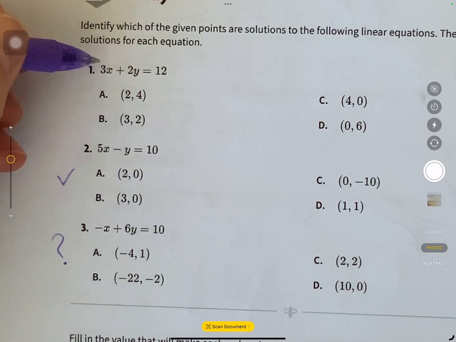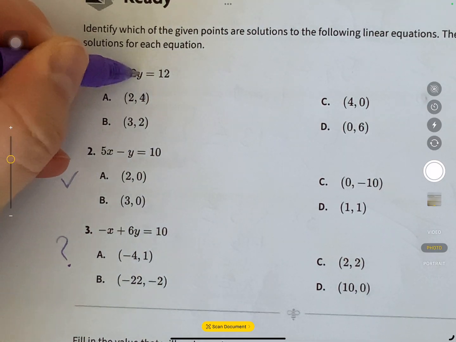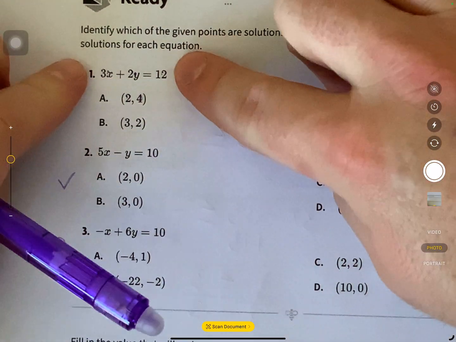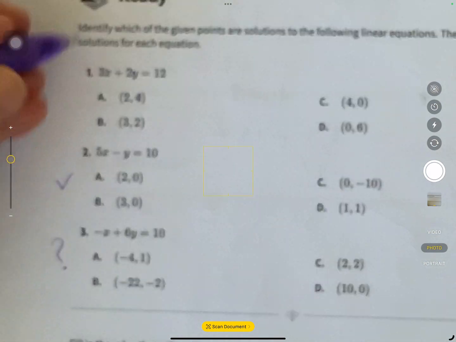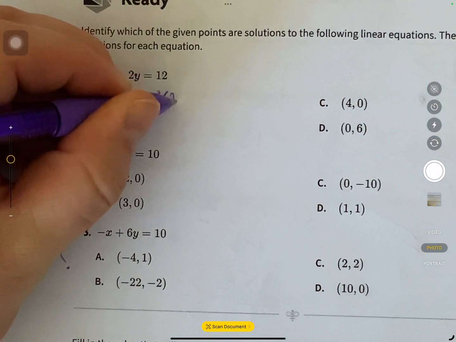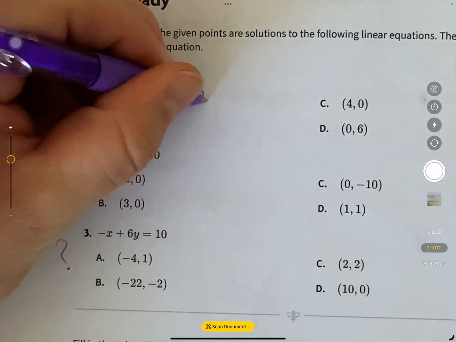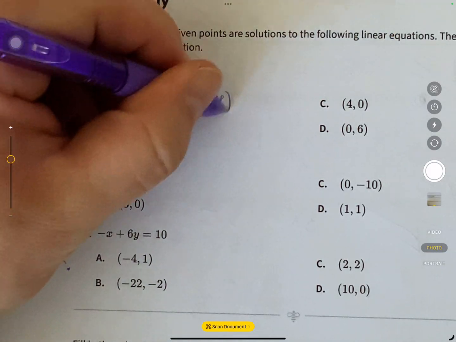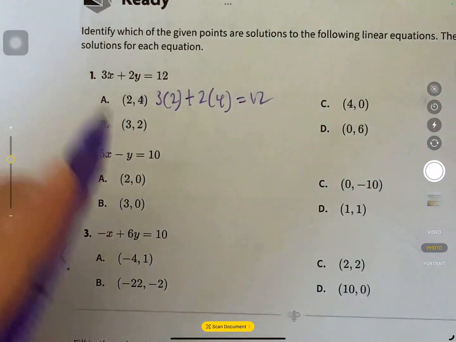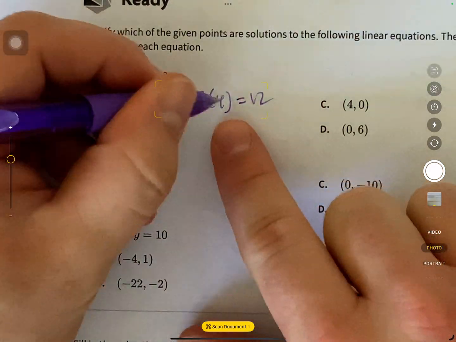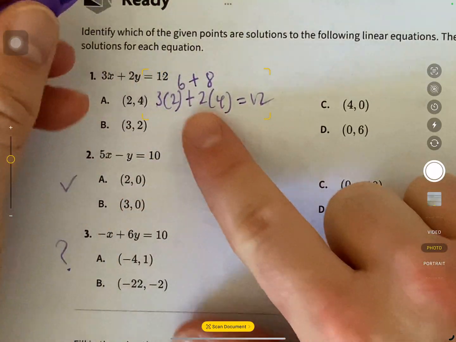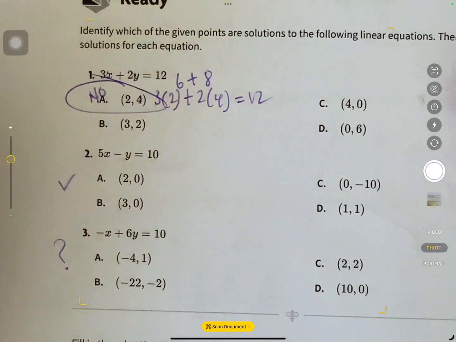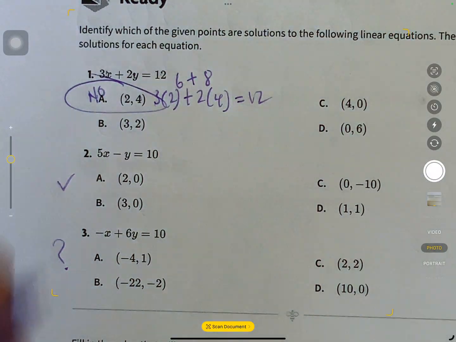I'm taking the 2, plugging it here, taking the 4, plugging it here, and if it equals 12, it's yes. We're trying to see if these are solutions on this standard form. Okay, so 3 times 2, and 2 plus 2 times 4 equals 12. Let's see if it does. What's 3 times 2? 6. What's 2 times 4? 8. What's 6 plus 8? 14. Oh no, lights out. No, no, no, it doesn't.